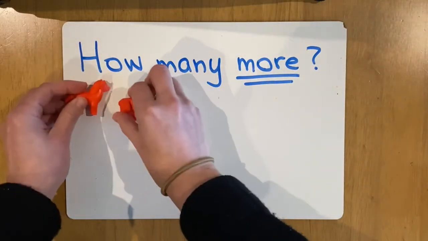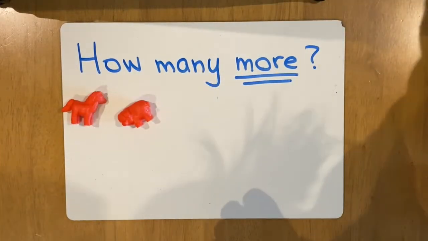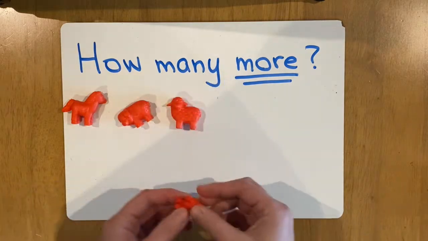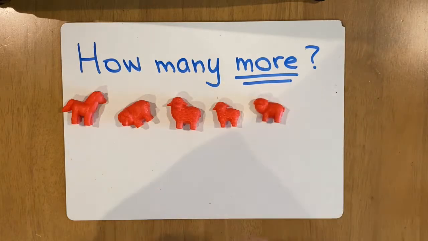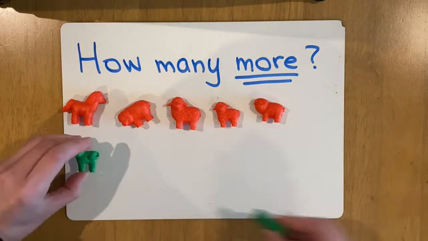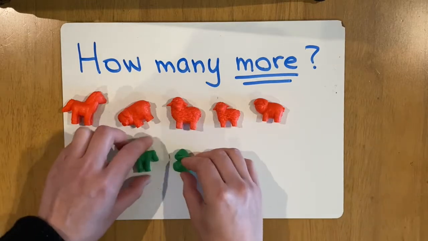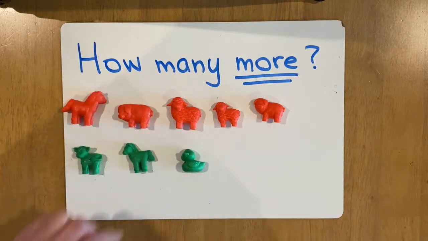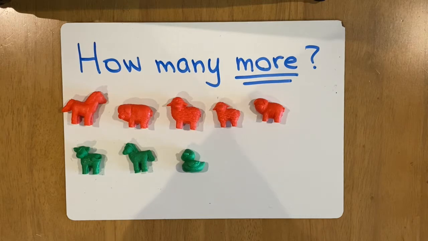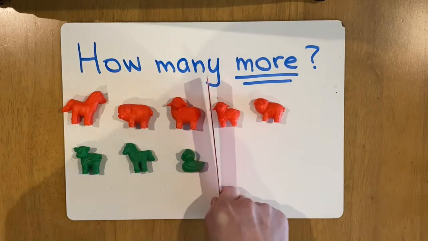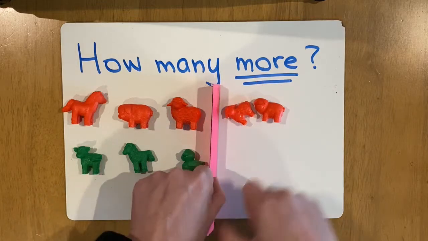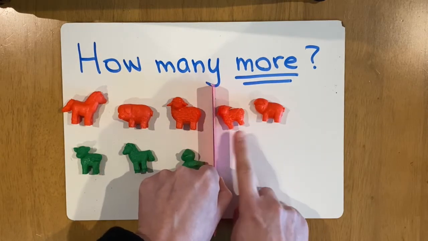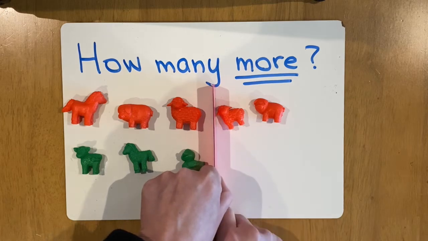Got some orange ones. A red one, some orange ones, and some green ones. So how many more orange animals are there? How many more orange animals? Get our ruler and we karate chop. Chop the bit where there's the extra. So how many extra ones? How many more? There are 1, 2. 2 more orange animals.